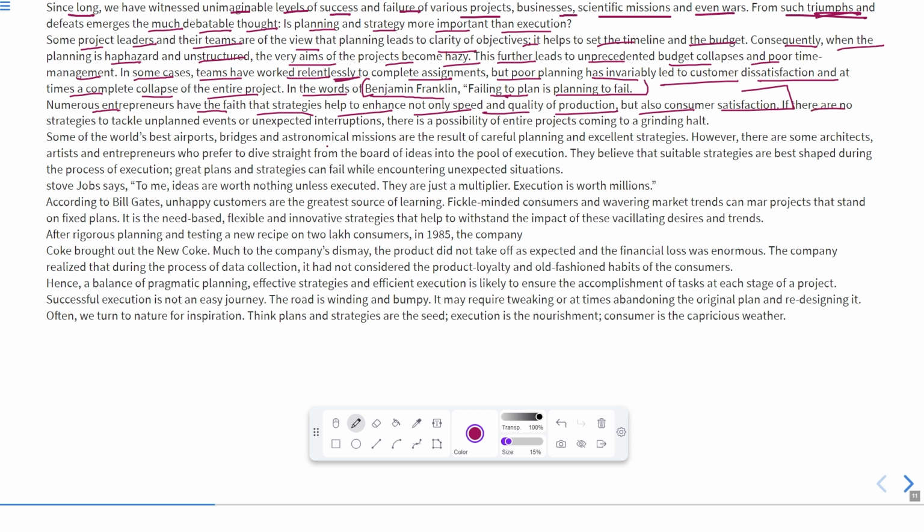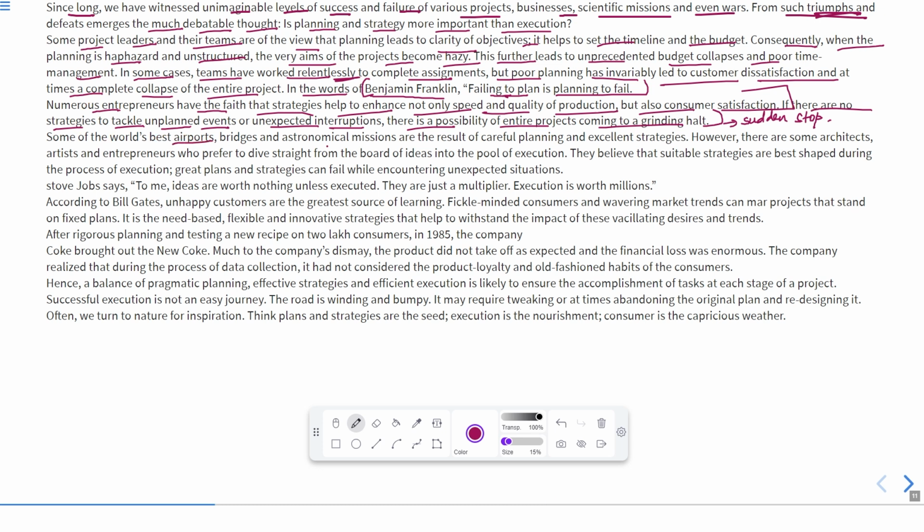If there are no strategies to tackle unplanned events or unexpected eruptions, there is a possibility of the entire project coming to a grinding halt. It means if we do not plan for the future, if we do not plan for the things that can occur anytime that are unexpected, our project can come to a halt. Grinding halt means a sudden stop. If we are not prepared for unexpected problems or interruptions or disturbances, the entire project can come to a halt. A grinding halt means a sudden stop of everything.